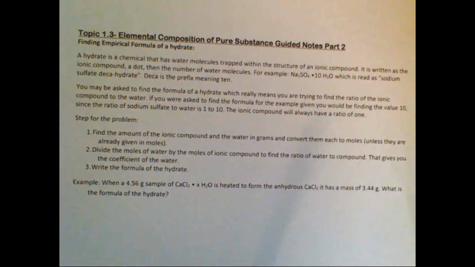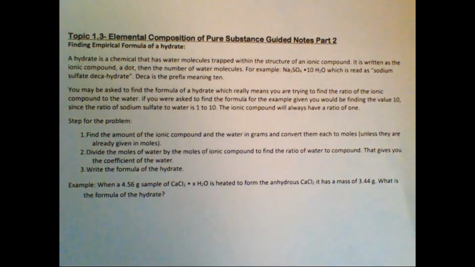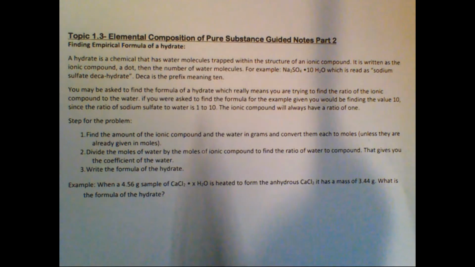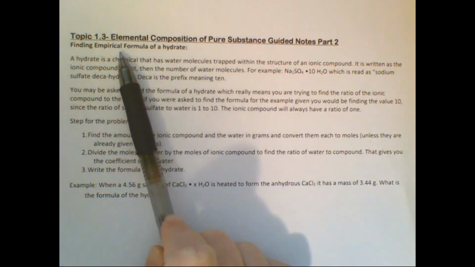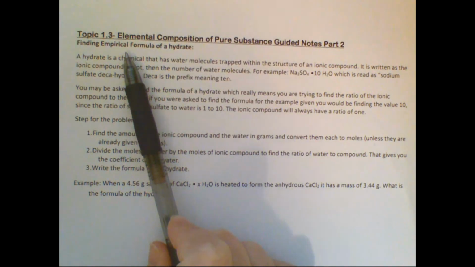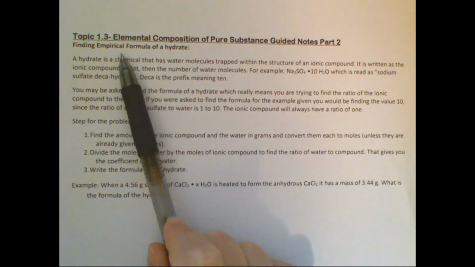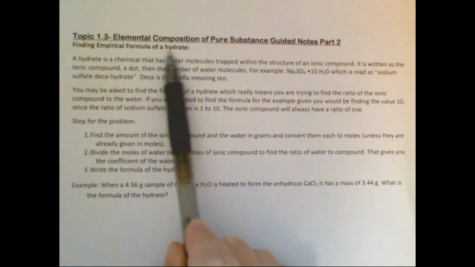Okay, we're going to take a look at the second part of the elemental composition of pure substances. So previously you looked at how to find the empirical formula of a chemical compound and how to also find the molecular formula of a compound. The other type of formula we can find is the formula of a hydrate.